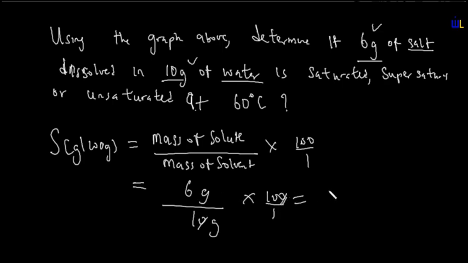6 times 10. This will be 60 gram per 100 gram. Remember, this thing is at 60 degrees Celsius. Have you seen the answer we have from this solution at 60 degrees Celsius? What's the value? 60 gram per 100 gram. Now let's check the graph.